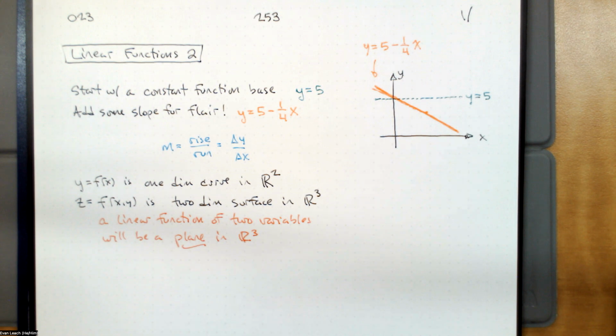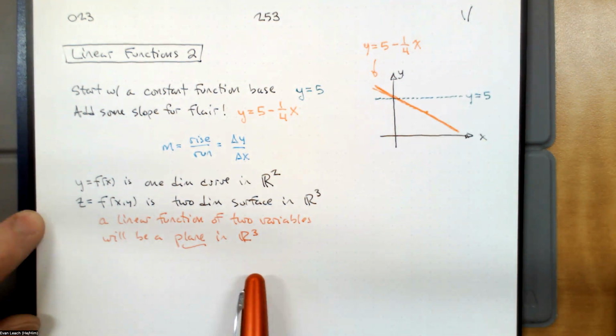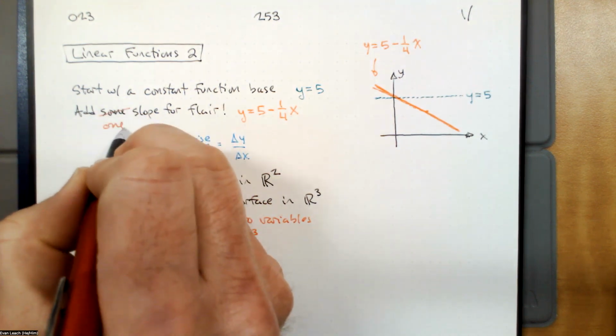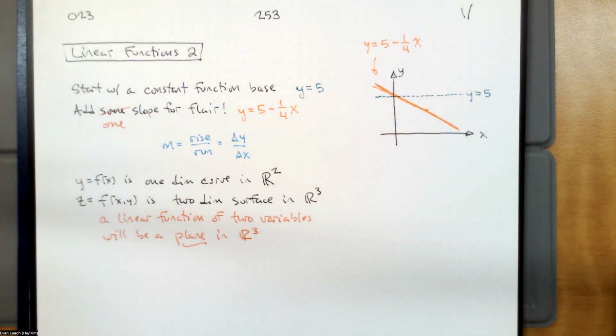Thinking of linear functions of one variable, we start with our constant function, like as the base, our flat line, our horizontal line with zero slope. And then we added one angle, just added one slope for flare, right? So since we're thinking of upgrading, we specifically added one slope for some flare. We are going to do the same thing with a function of two variables.